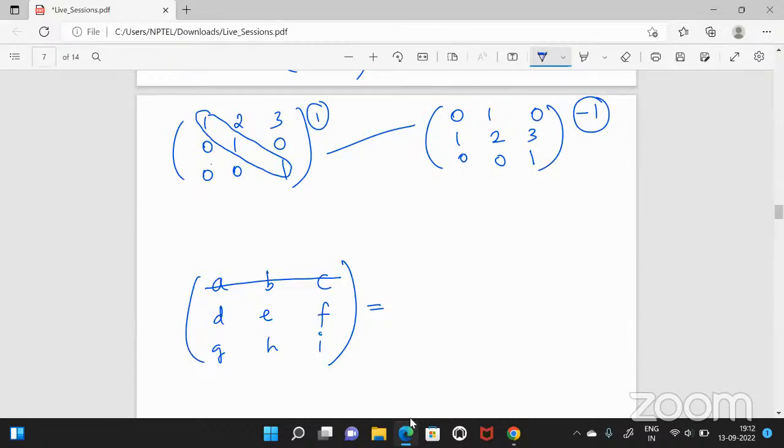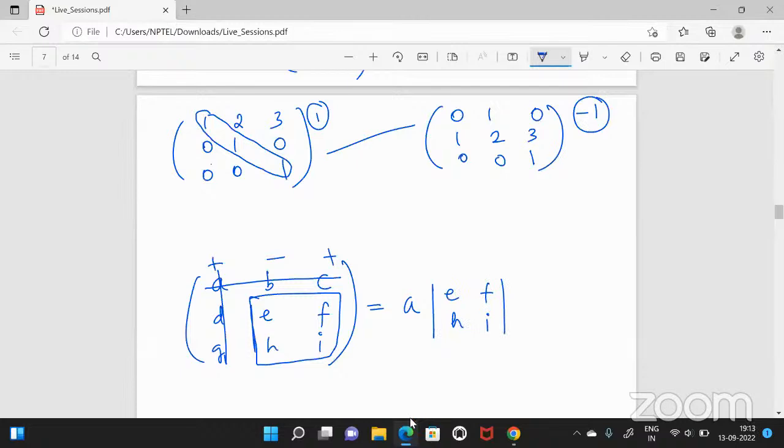So when it's for the first row, it is plus, minus, plus. So you'll put the first entry, plus A times: remove the row and column where A comes and find the determinant of the 2 cross 2 block. Do you know how to find the determinant of this? Yes, ma'am. Because it's 2 cross 2, we know how to find the determinant.